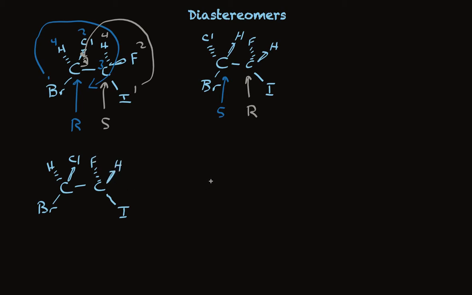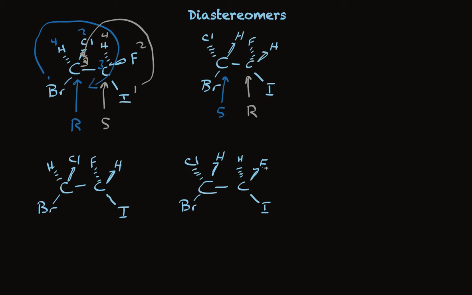And the fourth possibility would be the mirror image of this, where I have the bromine and the iodine fixed, like they have been, but the chlorine is back, the hydrogen is toward us. And now here the hydrogen is back, and the fluorine is toward us.